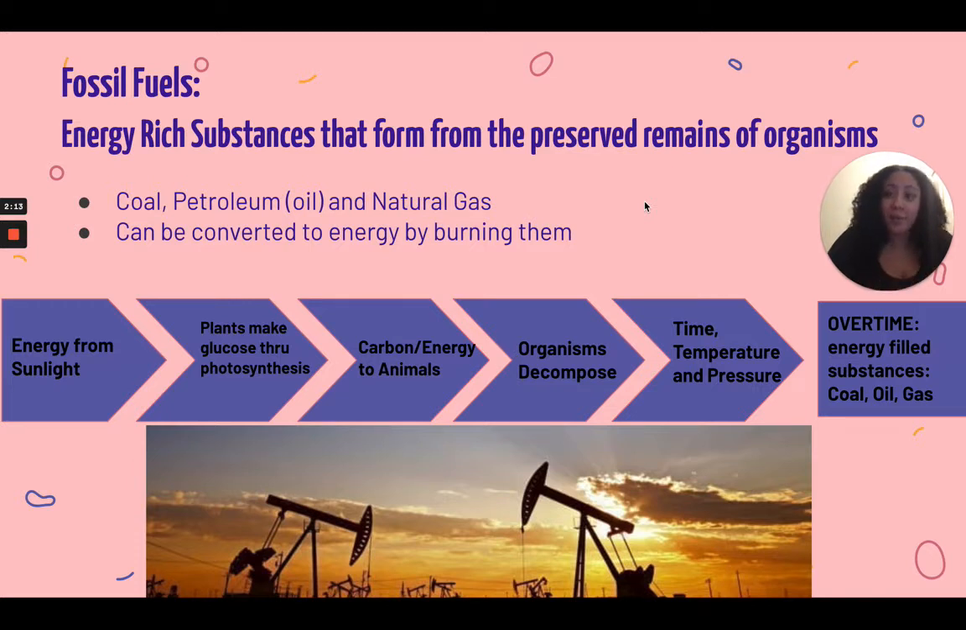Okay, so how do we make a fossil fuel? First, we need energy from sunlight, right? That's the primary source of energy we use on Earth. Then the plants make glucose through photosynthesis. We knew this. Then we get carbon from animals, and then these animals or plants decompose, and after a long time, lots of heat and a lot of pressure over time forms these energy-filled substances: coal, oil, which is petroleum, or gas. So that's how we make a fossil fuel.